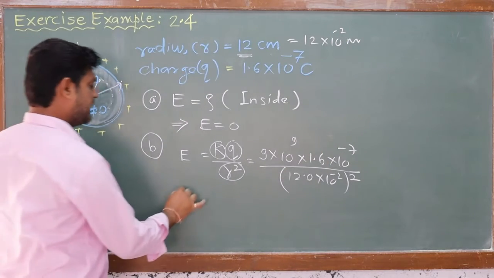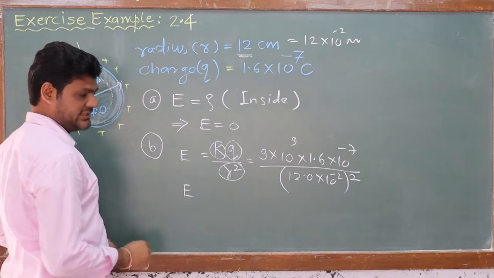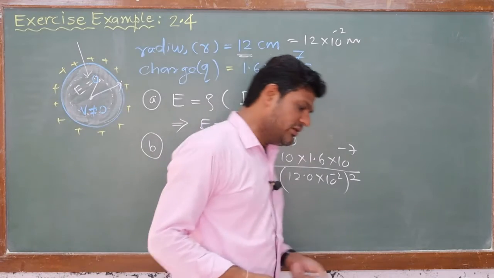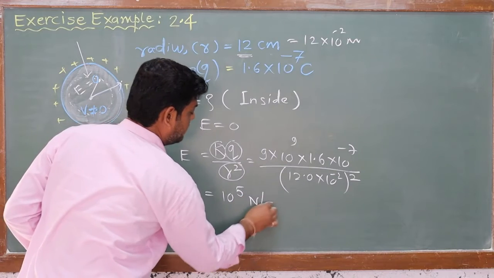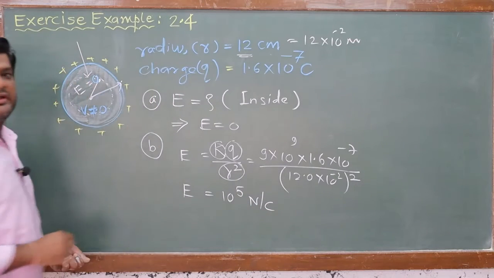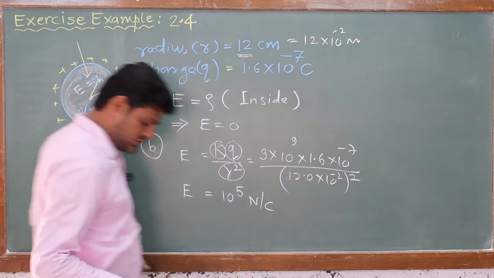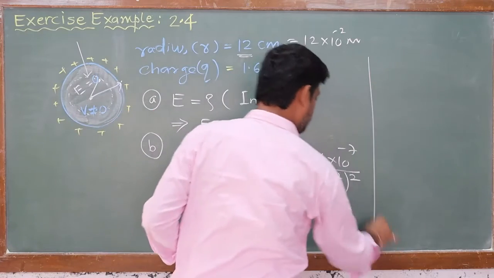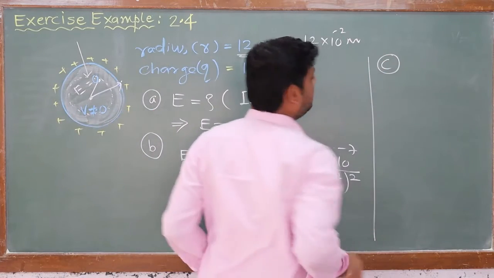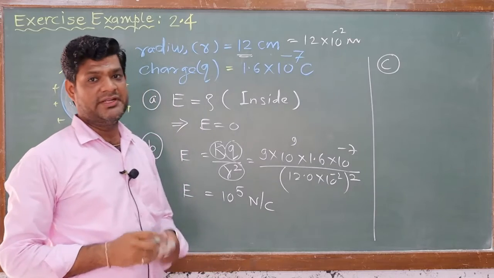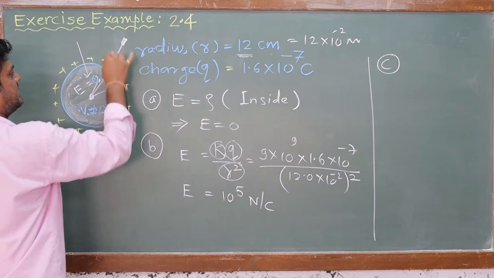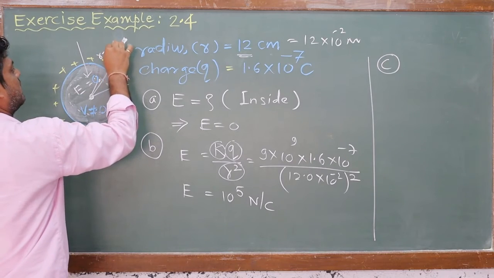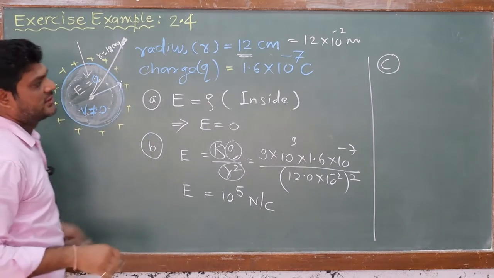So by doing the calculation, you may get the answer, and that is near about 10 to the power 5 Newton per Coulomb. This will be your answer. Now the third question: find out the electric field at 18 centimeter from the center. So the electric field at point R equal to 18 centimeter, right?